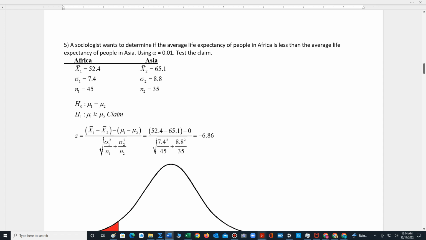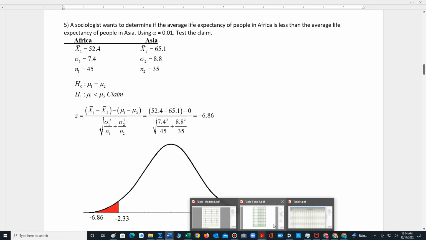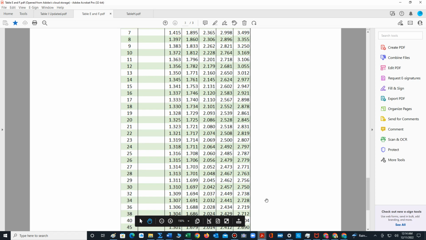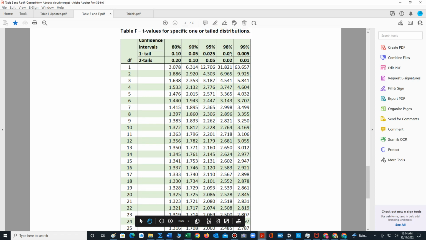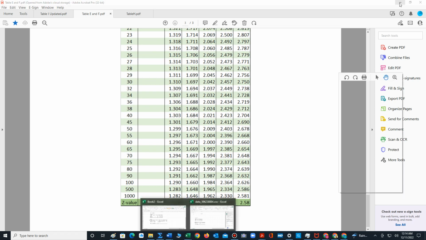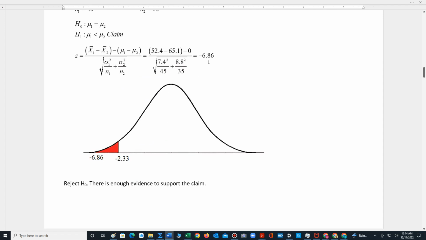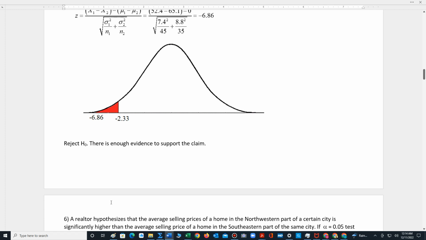We have the difference in the sample means divided by the square root of each variance squared divided by each sample size. That's going to give us a value of negative 6.86. We look up the critical value in table F. One tail, 0.01, go all the way down, 2.33, and since it's a left tail test, it has to be a negative 2.33. That's the critical value. The test point is to the left of that, so it falls in the critical region. Thus, we reject H naught, and we say there is enough evidence to support the claim.